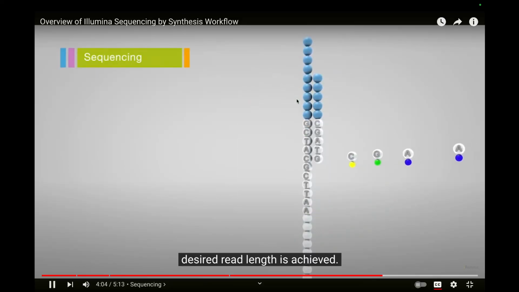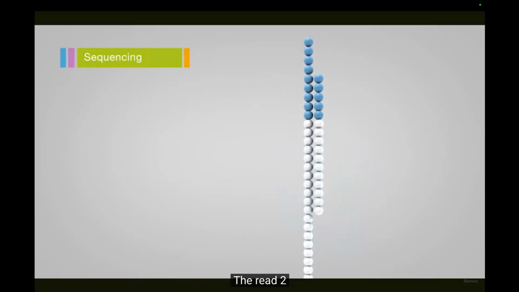Repeated until the desired read length is achieved. The Read 2 product is then washed away.